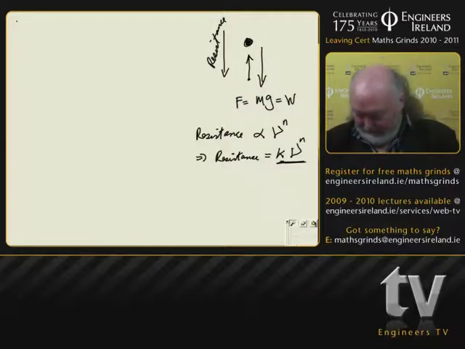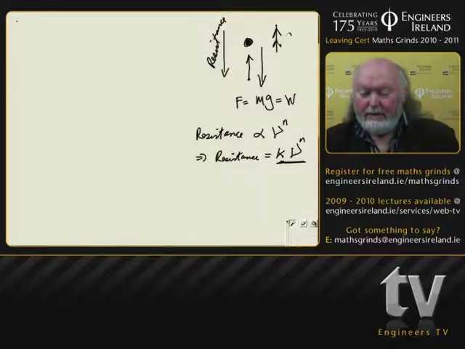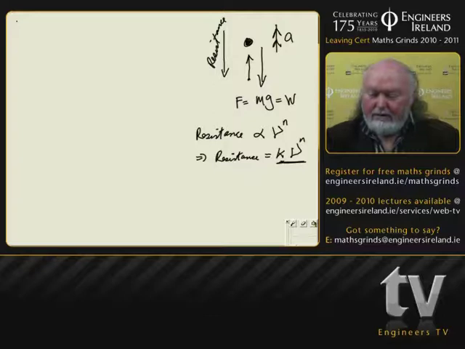So this resistance here, if the object is going up the way, so it's still going up and the acceleration is in that direction, we can now say to ourselves that this is going to be negative because it's acting against, and this is going to be negative.